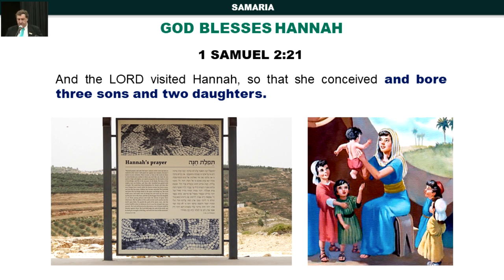We read in 1 Samuel 2, verse 21, "And the Lord visited Hannah so that she conceived and bore 3 sons and 2 daughters." Now, she'd only asked for a son, yet because God was so moved by her faithfulness, he chose to give her another 5 children.